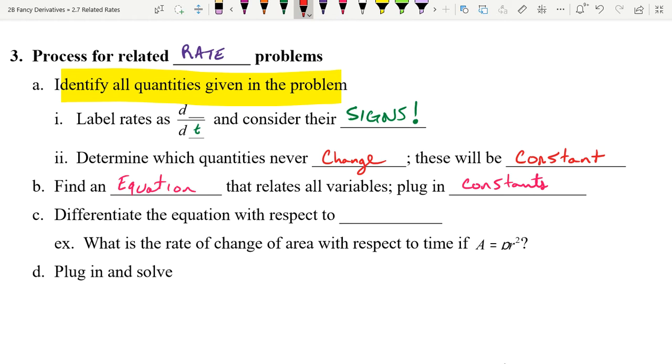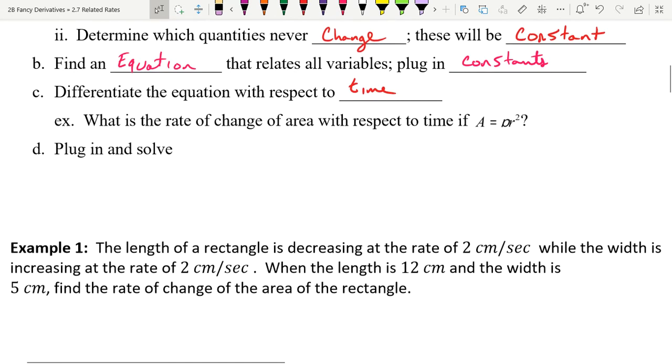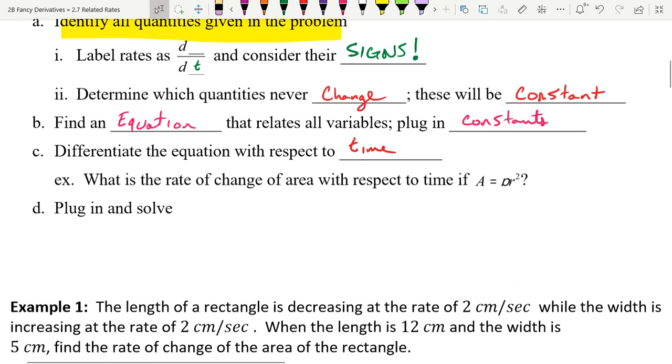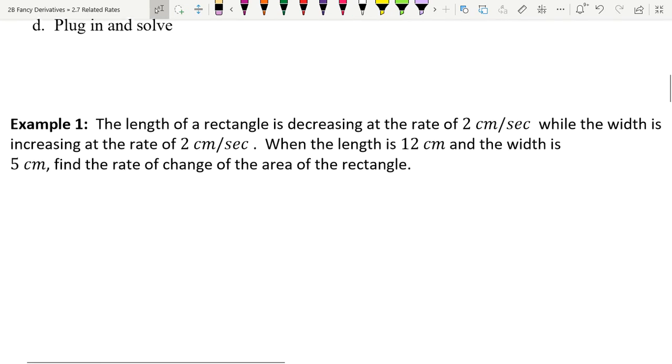We're going to differentiate that equation with respect to time. So we're going to talk through all of that, and then finally we're going to plug in and solve. That's going to be our different steps, understanding what's going with what, but that's the idea. And if that doesn't make a ton of sense, it shouldn't. We haven't done the problem yet. All right, so let's look at this.